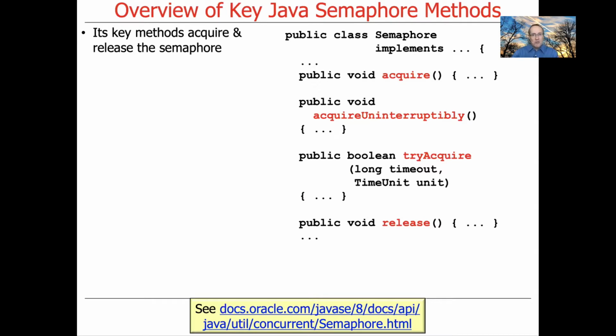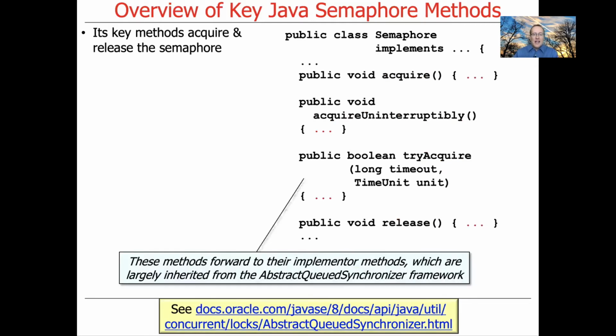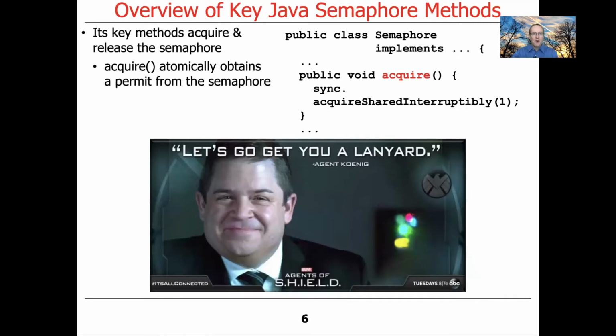And we'll see that there's really 4 of them, and they kind of mirror what you see in the reentrant lock, although the semantics are a little different. These methods basically forward to the underlying implementation, which extends and customizes certain aspects of the underlying abstract queued synchronizer framework that we talked about before. Acquire atomically obtains a permit from the semaphore, blocking until it's able to do that.